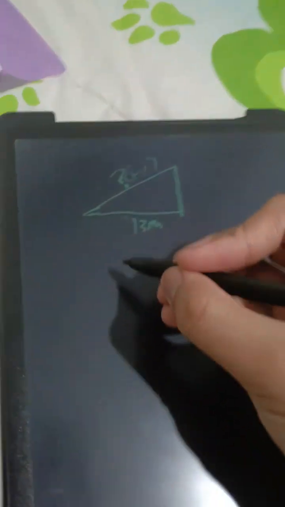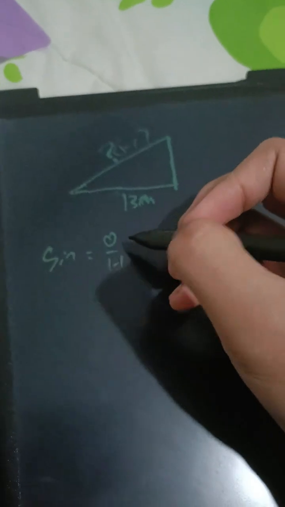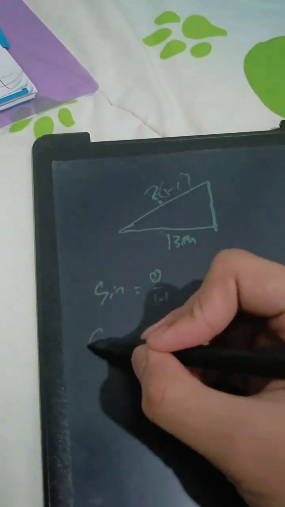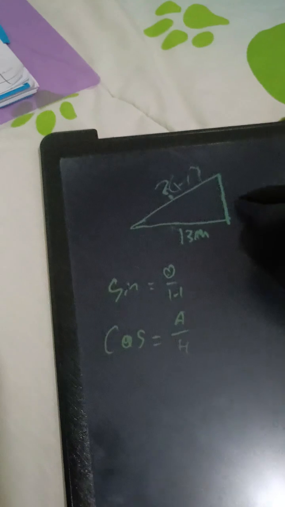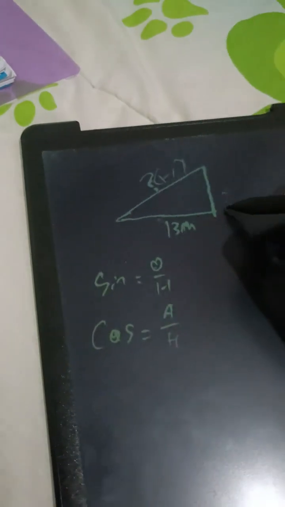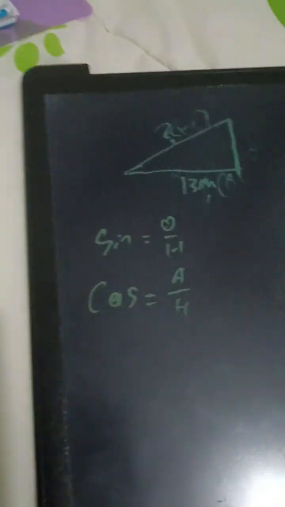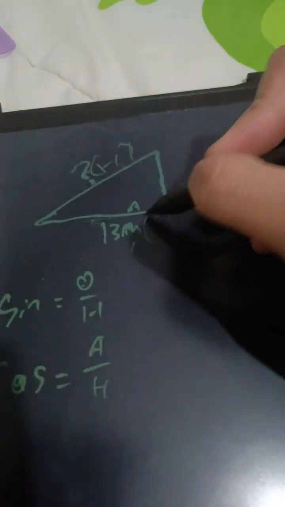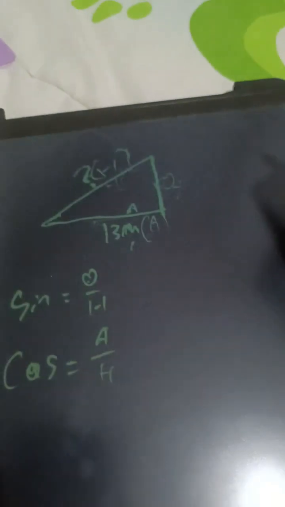Well, here's how you do it. You look at it again. Sin has O and H. We want to find H, but we need O, and we don't have O. We only have A, so we use cos. It has A and H. This is A. Oh, okay, I'm blind, but anyways, this is A. You gotta remember, the A is the flat one, or buried under the grave. O is the wall, and H is the slope.